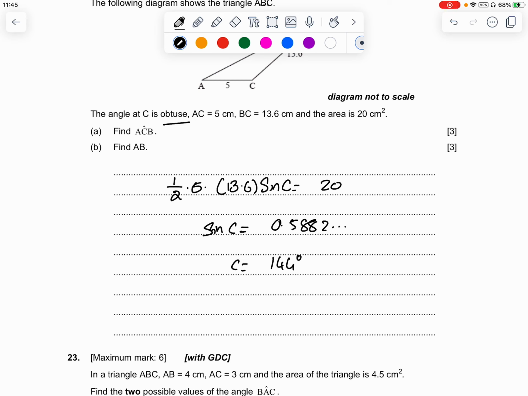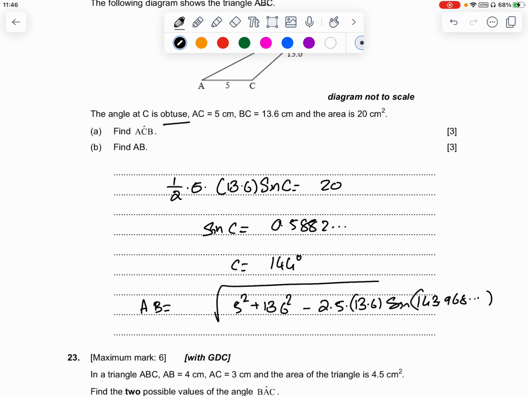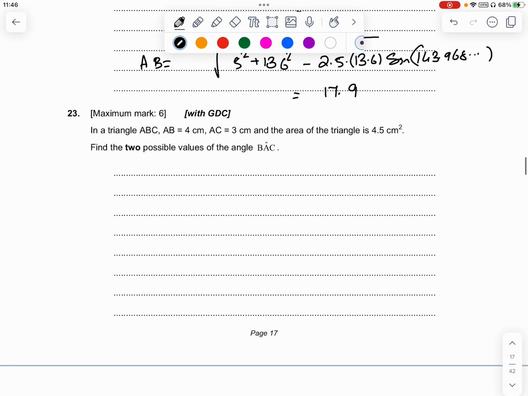Now find AB. So AB equals the square root of 5 square plus 13.6 square minus 2 times 5 times 13.6 times sine 143.968 and so on. Take the full calculator display. Simplify that, you should be getting 17.9.